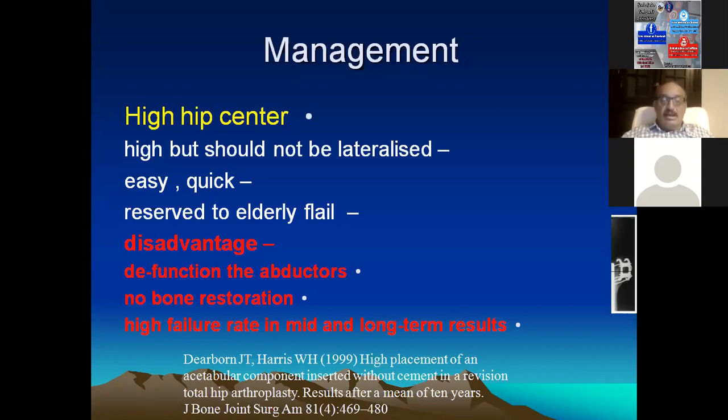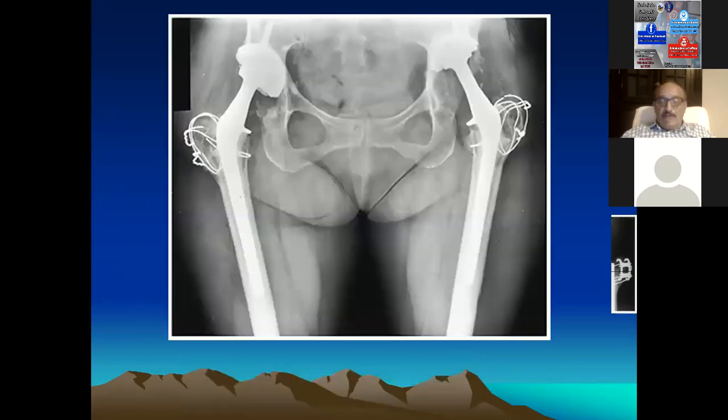Try to medialize as much as you can, because there is also a dysfunction of the abductors, usually in these patients. Like this X-ray, the cup is inserted at a higher level. It should be at the level of the teardrop here, so the head is up here. And usually, if you have medialization like this, it will survive.